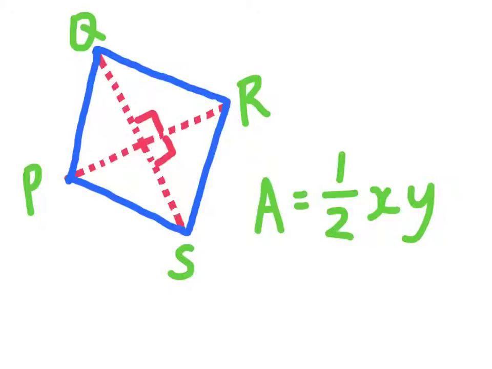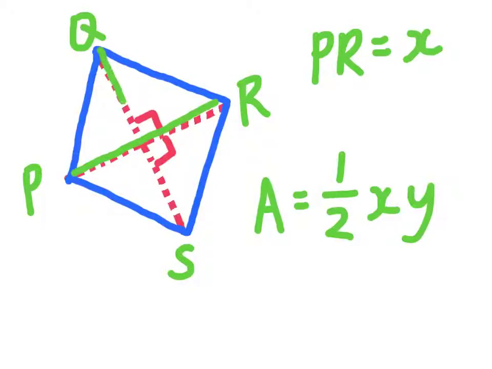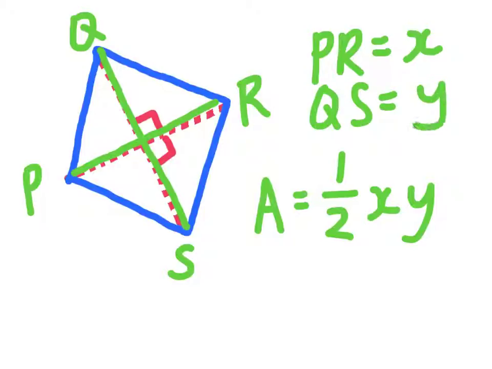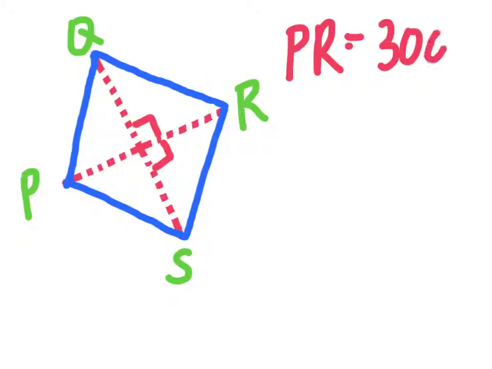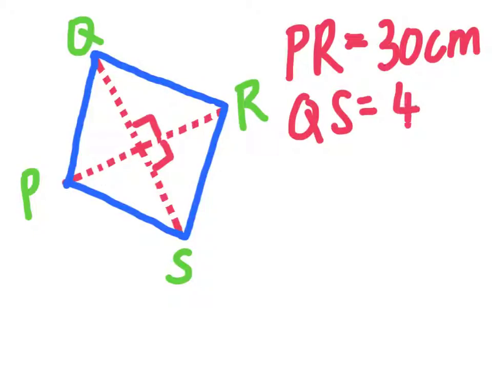X and y are the diagonals, so if we look at the line PR, or the diagonal, PR would be represented by x and QS would be represented by y. In our example, the diagonal PR is equal to 30 centimetres and the diagonal QS is equal to 40 centimetres.